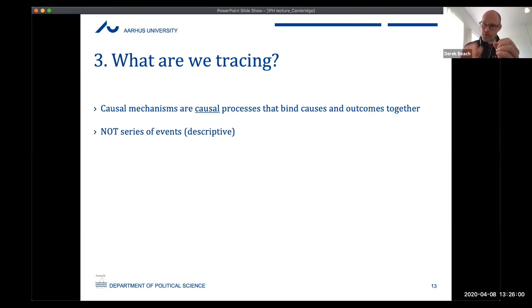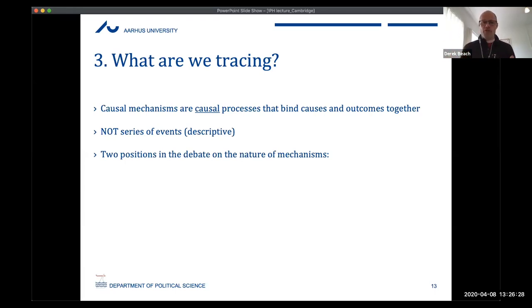Why, when this person did that, how did that influence the next actor? That linkage is what would turn a descriptive event story into actually a causal process or a mechanism. So just saying this did this, that is not a mechanism. So if we look in the literature, what then can mechanisms be if they're not just events?